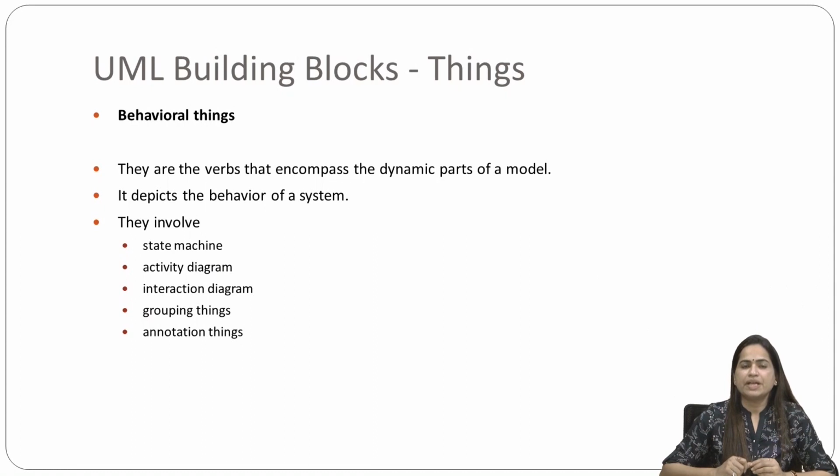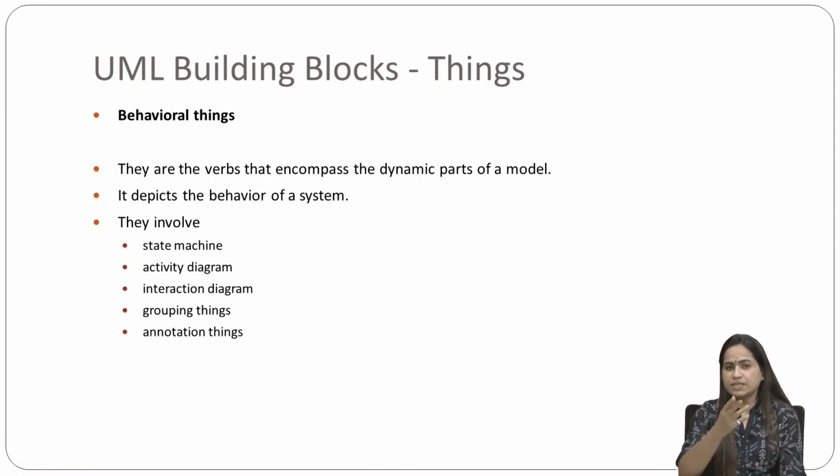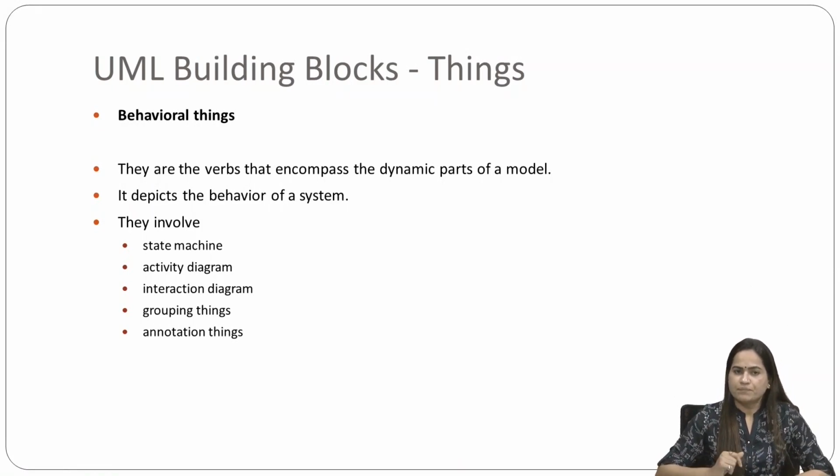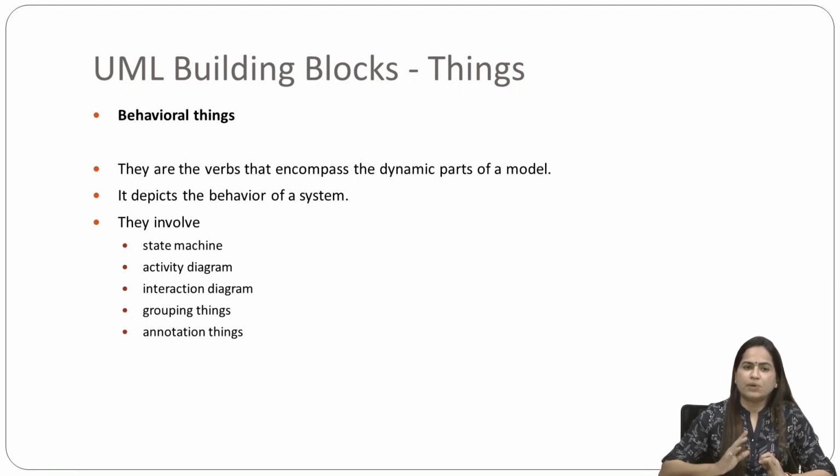Next one we have is behavioral things. They are the verbs that encompass the dynamic parts of a model. In simple terms, the things which represent the dynamic part of a model are called behavioral things. It depicts the behavior of a system. As the name suggests, it will give us the idea of how your system is behaving. It involves state machine, activity diagram, interaction diagram, grouping things and annotation things.